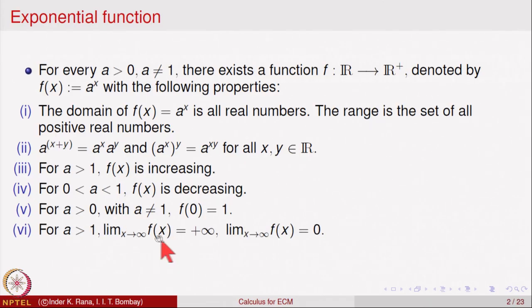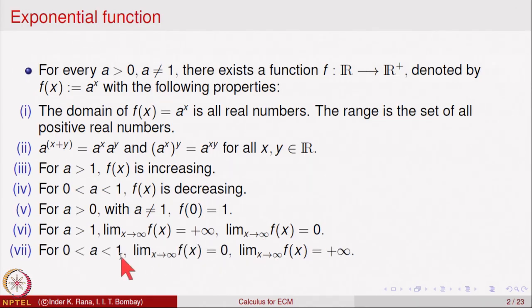And for a bigger than 1, we said it is an increasing function, and now it says that the limit of x going to infinity of f of x is equal to plus infinity. That means as x keeps on increasing, it goes to infinity. And there is a typo here: it should be minus infinity. So, the limit as x goes to minus infinity is equal to 0. So, as you keep on going to the left, the function approaches the value 0, and on the right the function goes on increasing as large as you want. So, here it should be minus infinity.